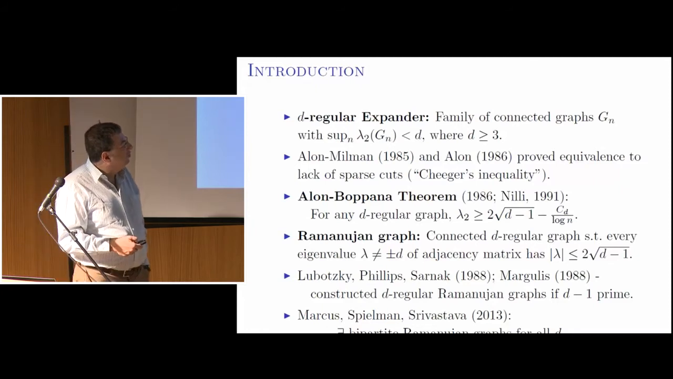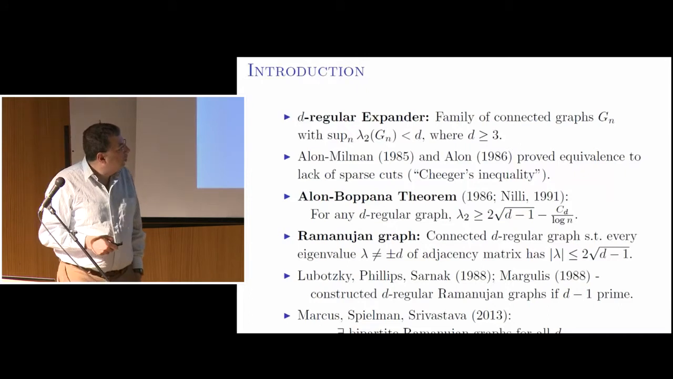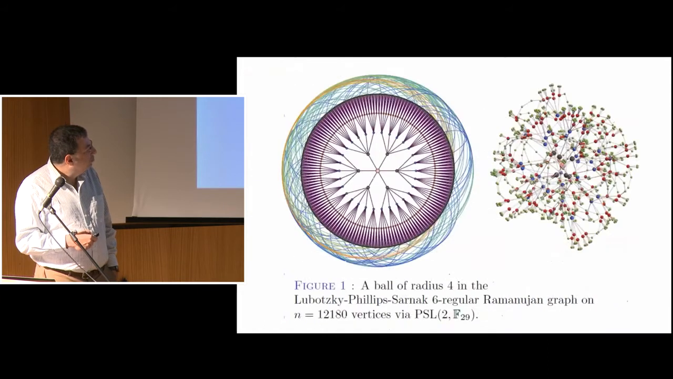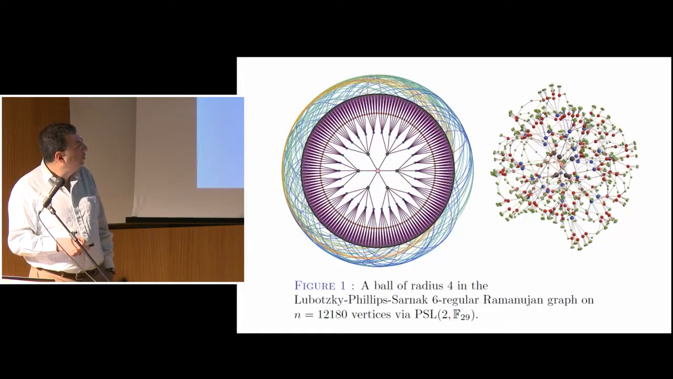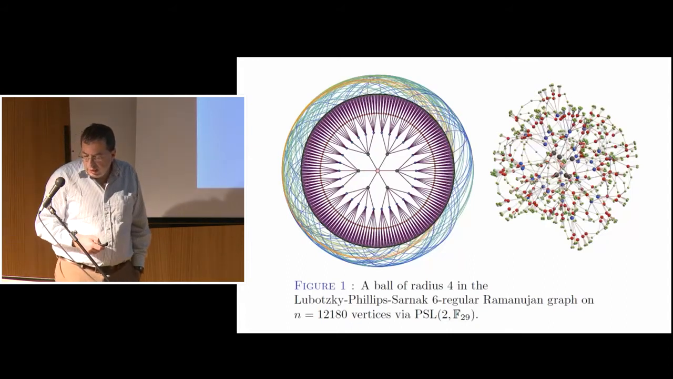So these graphs were first named by Lubotzky-Phillips-Sarnak, who gave the first construction along with Margulis in a separate paper. And these were for d minus 1 prime. Then there were other works for other values of d, and in particular, just a couple of years ago, Marcus, Spielman and Srivastava showed that there exist Ramanujan graphs, well, these were bipartite, for all d from 3 on. Okay, so that's the basic history.